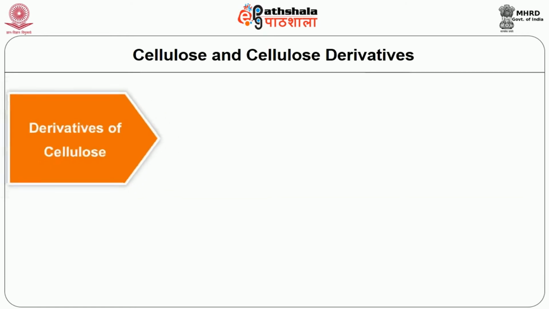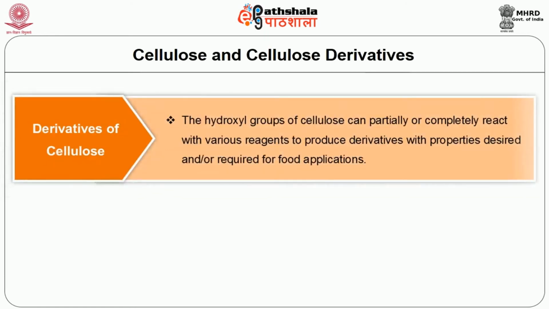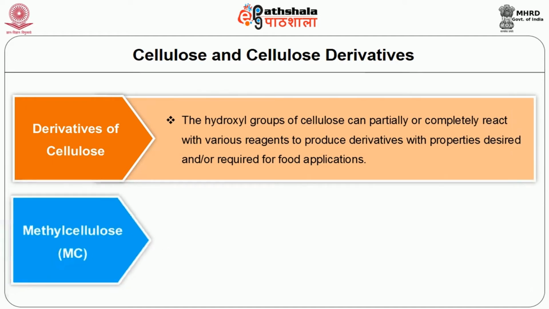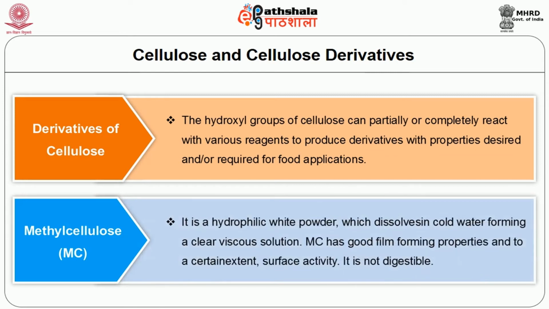Looking at the derivatives of cellulose, the hydroxyl groups of cellulose can partially or completely react with various reagents to produce derivatives with properties desired and required for food applications. Methyl cellulose is a hydrophilic white powder which dissolves in cold water, forming a clear viscous solution. Abbreviated as MC, this has a good film forming property and to a certain extent surface activity. However, it is not digestible.